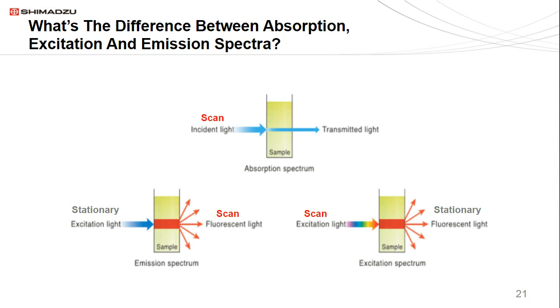To generate the excitation spectra, you hold the emission monochromator stationary, and then you scan the excitation monochromator and change the wavelength of light exciting or striking the sample, and this gives you the excitation spectra, which is qualitatively similar to the absorption spectra.